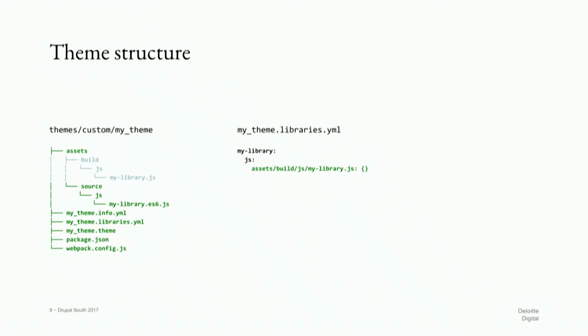So then how do you structure your theme? This is the way I like to do it, and the way we like to do it a lot. You have your source files in a source folder inside your theme. This is the root level of your theme. You get your theme info, theme libraries, and so on. Your webpack config also lives there, along with package.json.